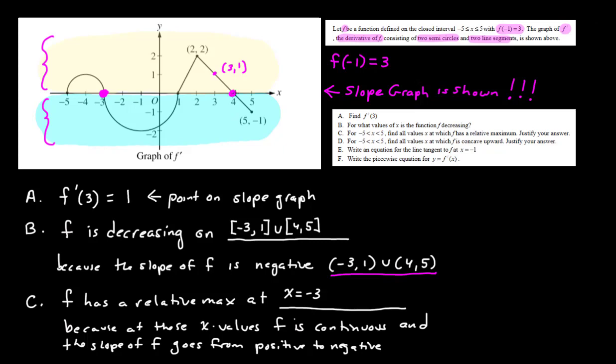Do you see another place, another x value where we have a local or relative max? Hopefully you're saying at 4, because the slope goes from positive to negative at 4. Super cool.